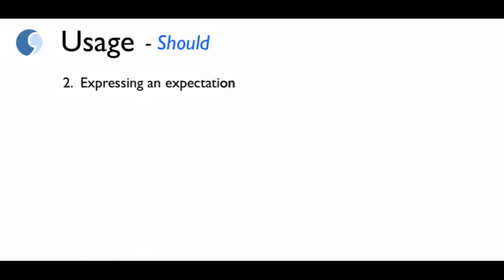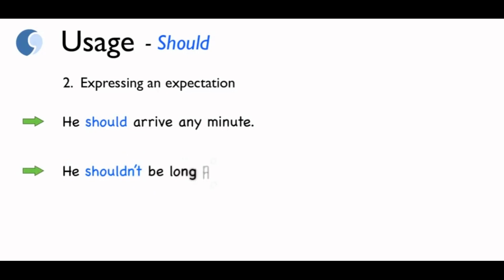So the second usage is expressing an expectation. Here we say he should arrive any minute. He shouldn't be long now. He shouldn't have arrived by now. So whatever I'm expecting, I'm telling you here.